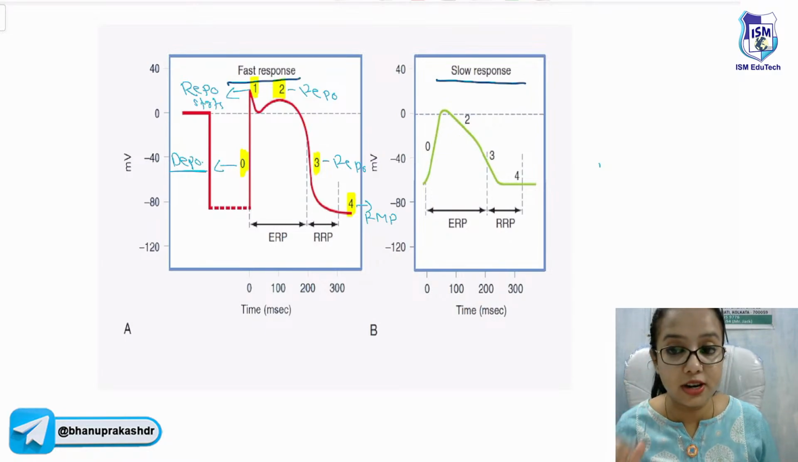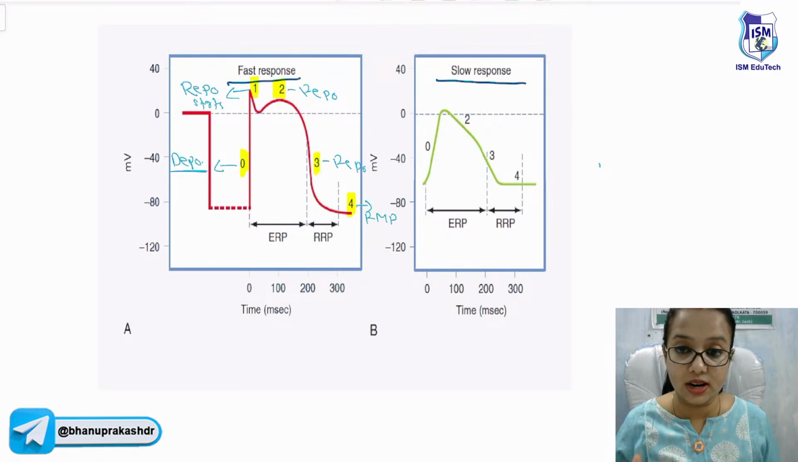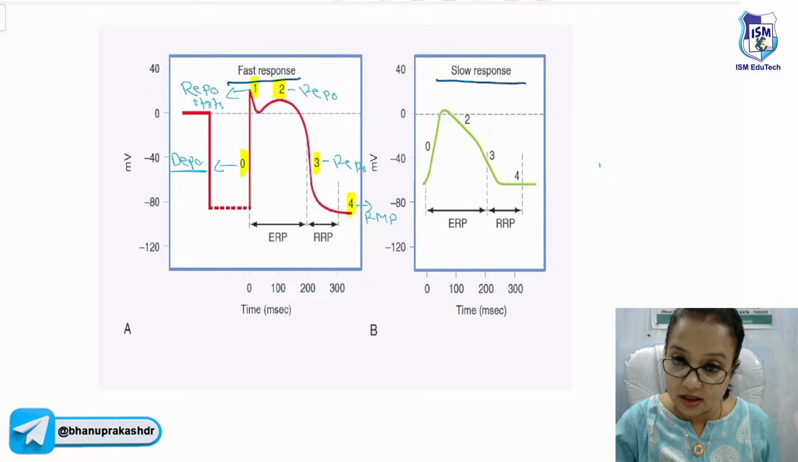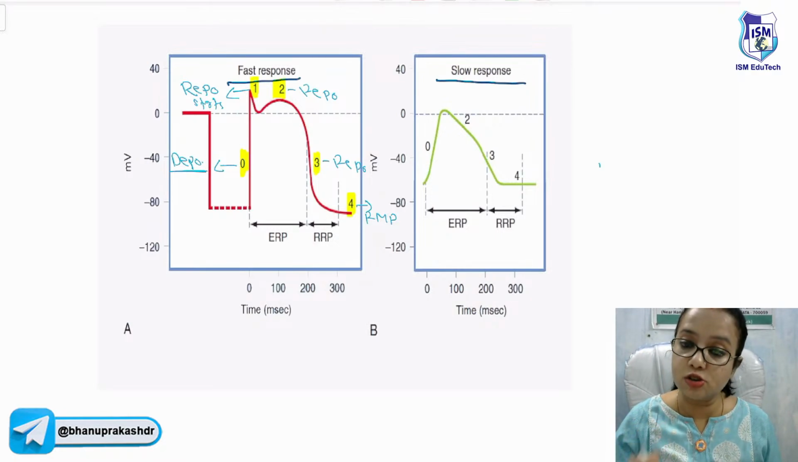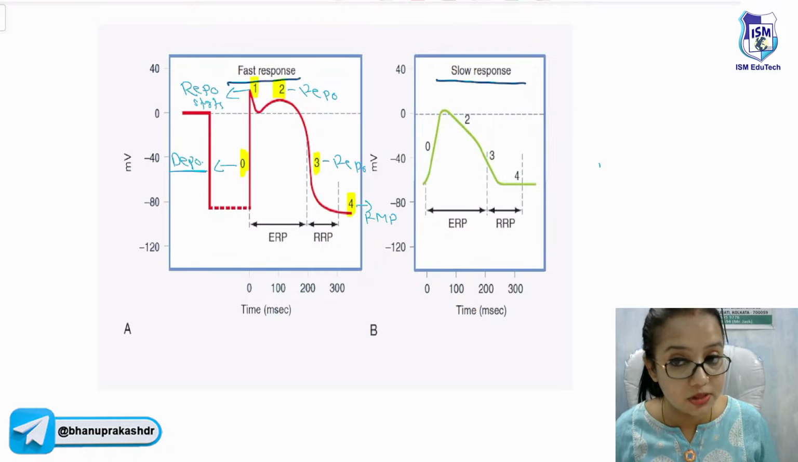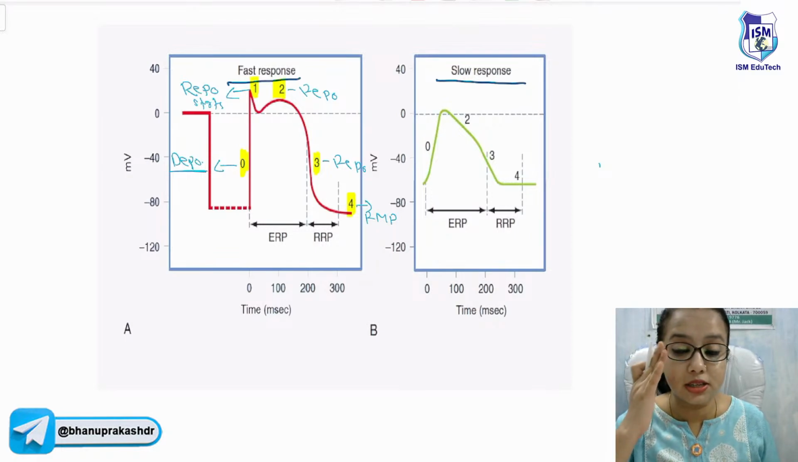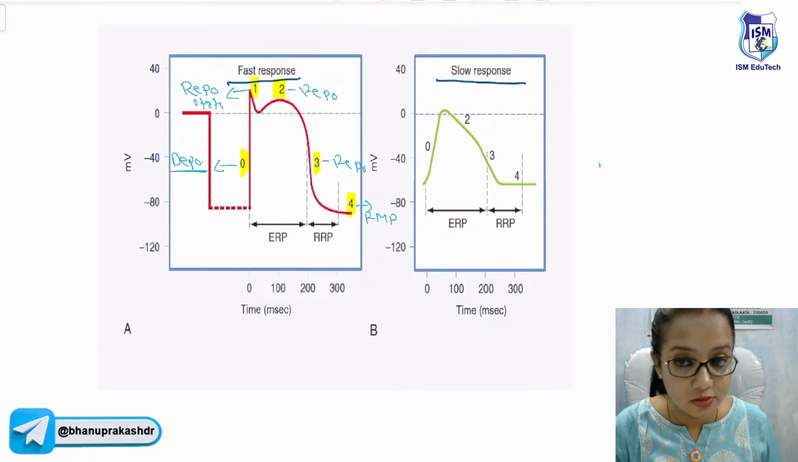And again, where do we see the fast response? In cardiac muscle, we see it in the atria, in the ventricles, and also in the Purkinje fibers. These are the structures where the action potential has these 5 phases.